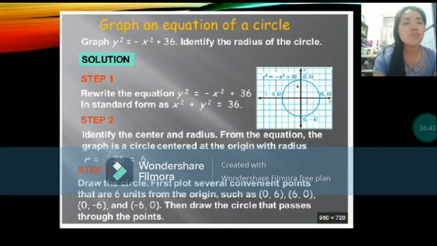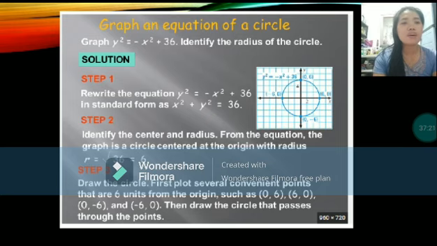So with that equation, the center is at the origin, that's (0, 0). Then draw the circle. First, plot several convenient points that are 6 units from the origin, such as (0, 6), (6, 0), (0, -6), and (-6, 0). Then draw the circle that passes through the points, just like on the graph. So that is how you are going to graph given the equation. Okay, so that is just simply very easy.